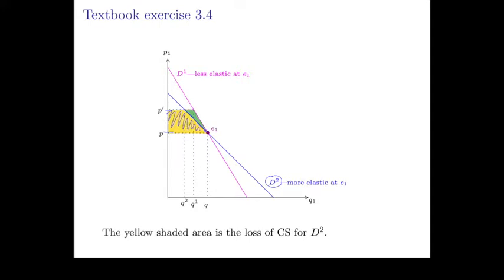So it's clear to see that the consumer surplus loss was bigger for the less elastic demand curve than it was for the more elastic demand curve. And this makes sense because the demand curve, which is less elastic, is less responsive. So the effect of the price increase is going to be greater.